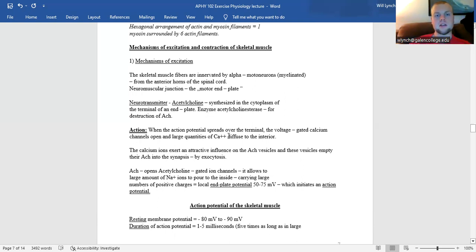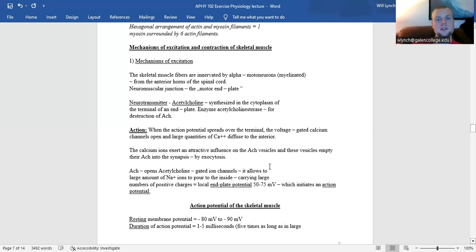The action here, right, when the action potential spreads, the voltage-gated calcium channels open. Large quantities of calcium will diffuse to the interior. The calcium ions are going to have a direct contact and influence with the acetylcholine vesicles. Those vesicles are going to attach to the membrane at the end of the axon and diffuse out into the synaptic cleft. Acetylcholine is going to move into the synapse by exocytosis.